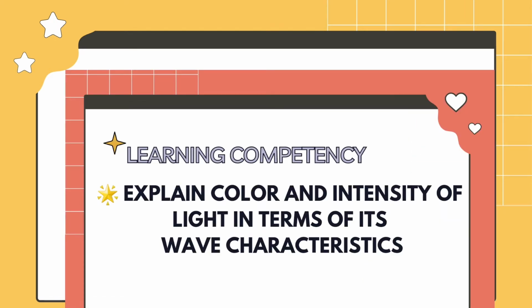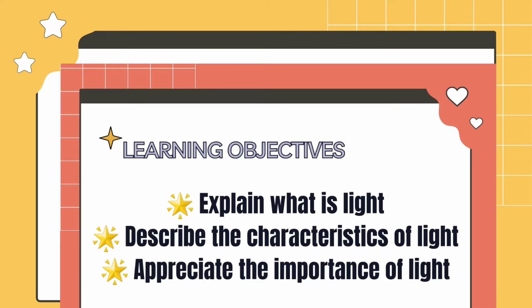Before we start, let me present to you our learning competencies and objectives. Learning competency: explain color and intensity of light in terms of its wave characteristics. Learning objectives: explain what is light, describe the characteristics of light, appreciate the importance of light.